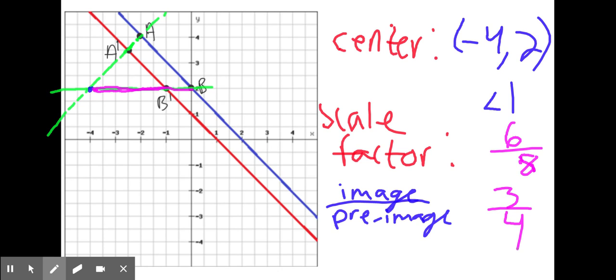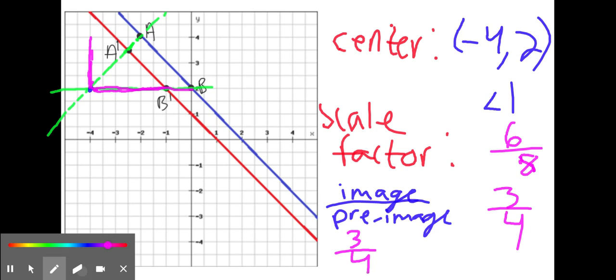So I can say, okay, I want to see the distance to my image for point A, but I am only going to look at the vertical distance. So you have to go 3 units up from the center to get to A prime. So that can be my distance to my image. And I would have to go 4 units up to get to my point A. And you would find the same way, I have a scale factor of 3/4. And that just saves you time versus trying to actually find the distance when it has both vertical and horizontal movement.